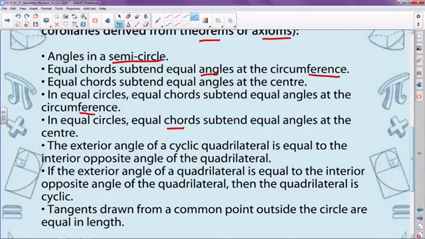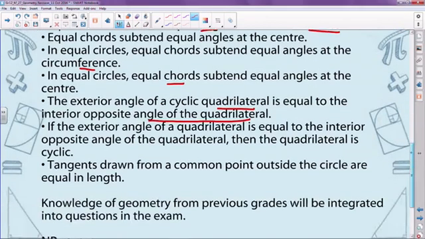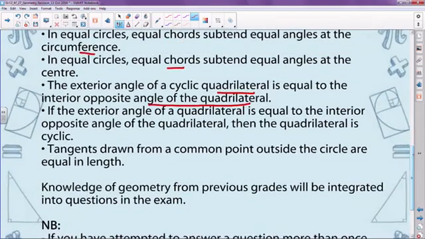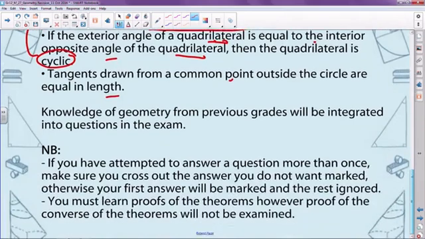The exterior angle of a cyclic quad is equal to the interior opposite angle of a cyclic quad. So that's, again, circle geometry. If the exterior angle of a quadrilateral, so this is now the converse of the previous one, is equal to the interior opposite angle of the quadrilateral, then that quadrilateral must be cyclic. So that's the converse of the previous one. Tangents drawn from a common point outside the circle are equal in length. That's important because it then forms an isosceles triangle.